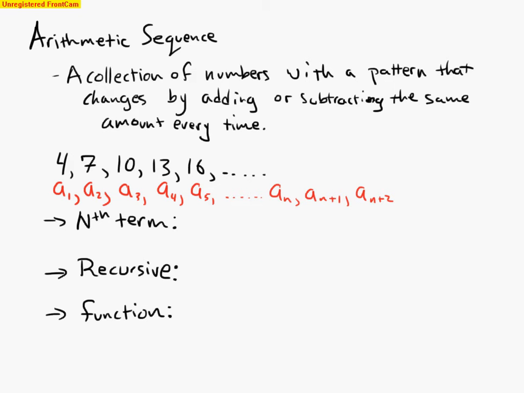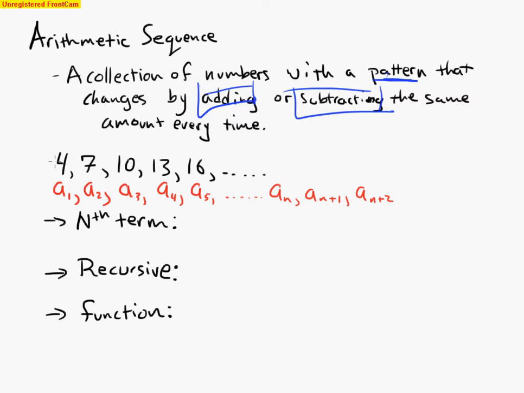This is the overview for an arithmetic sequence. An arithmetic sequence is any collection of numbers with a specific pattern, and that pattern has to change by adding or by subtracting the same amount every time. You cannot multiply, you cannot divide. The pattern must be adding or subtracting.